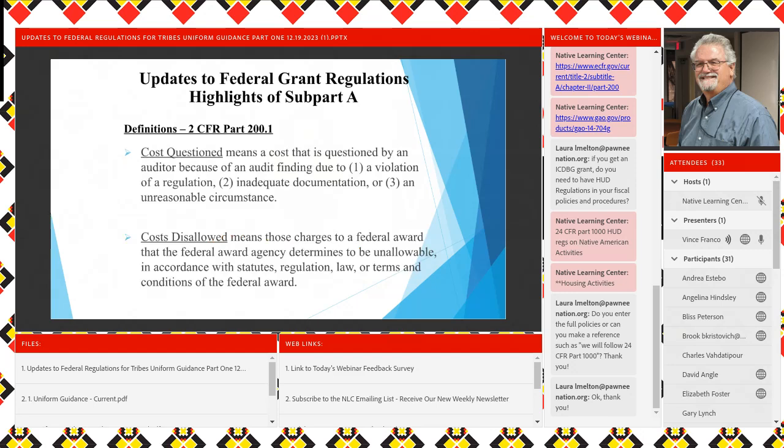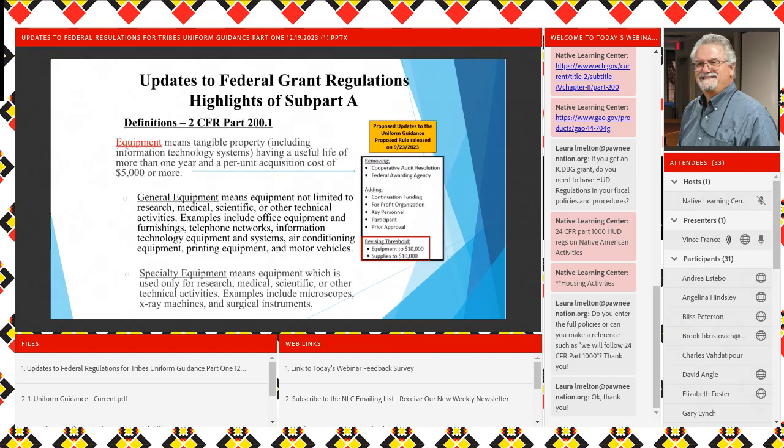All right, cost. This is all accounting stuff. Cost in question, cost disallowed. These are all things that auditors look for. We'll talk about this in subpart F. Cost in question is when the auditor comes in and basically wants to know why you spent federal funds on this particular service or entity. If it's not allowable, it's going to be a questionable cost, and that could result in a finding. Same thing with disallowed costs. We need to know what these phrases mean and how they come about, but we don't want to get into them, right?